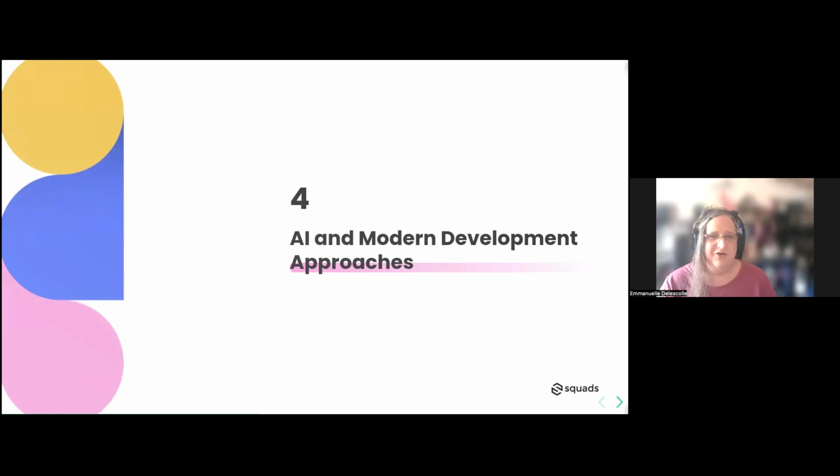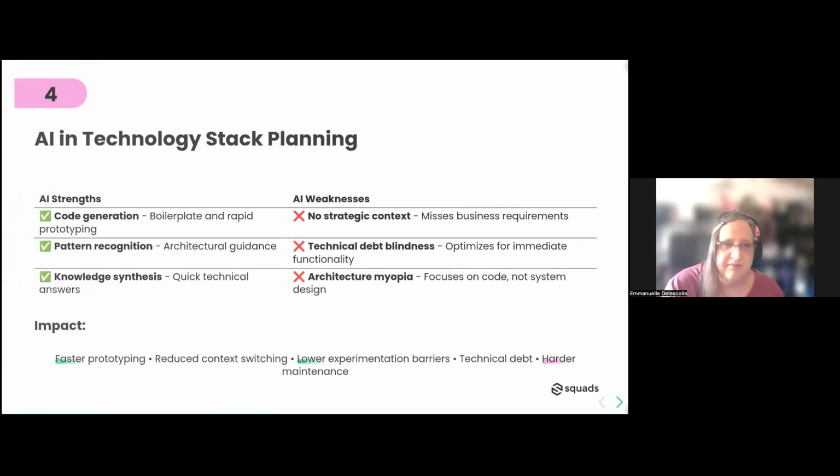So I've been talking about humans a lot, but we are in 2025, so we also have to talk about AI and how that comes into the choice of tech. Whether you want it or not, AI is going to be present in our line of work, and AI is a great tool. It is really good at code generation, especially boilerplate and repetitive code. It's good at pattern recognition and at knowledge synthesis. It is not that good at strategic thinking, or real thinking at all. It is pretty blind to tech debt, and it has no higher level vision.